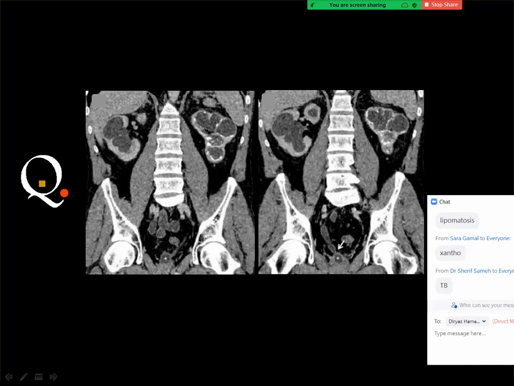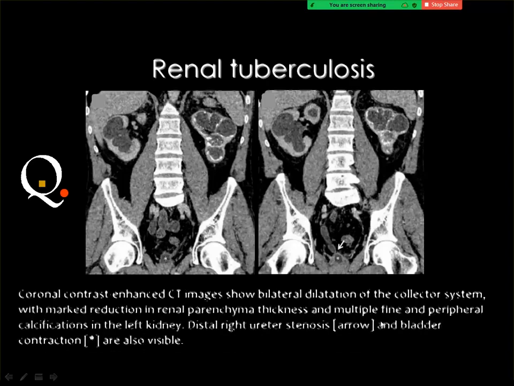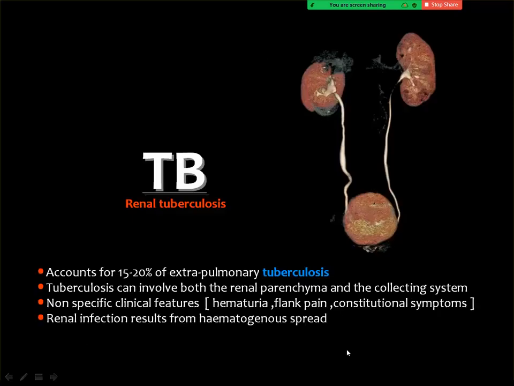Yes, this is right. This is TB of the kidney, and you can see almost complete destruction of the renal parenchyma on both sides. But what is very important is the presence of calcium in the renal parenchyma, and also if you look carefully here, you got strictures in the ureter, and this asterisk points to the bladder, which is severely contracted and of reduced capacity. Then all these manifestations are the sequelae of urinary tuberculosis.